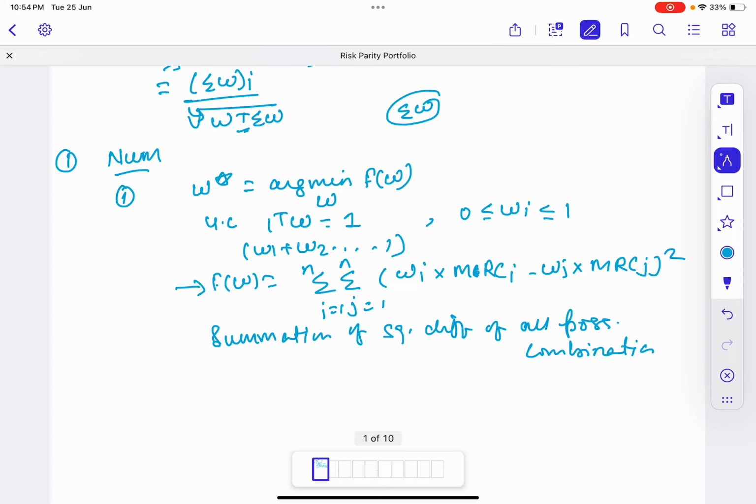Now this objective function will be 0 when all the risk contributions are equal, right? But this is not the case that you will find in the real world. The risk contributions cannot be exactly equal, so you have to settle for a very small value of f(W). So you have to settle for a tolerance limit, putting in a convergence criterion. You want to keep f(W) as low as possible, so that the W which gives you the lowest f(W), given the constraints are satisfied, will be the answer. That is our risk parity portfolio, right?